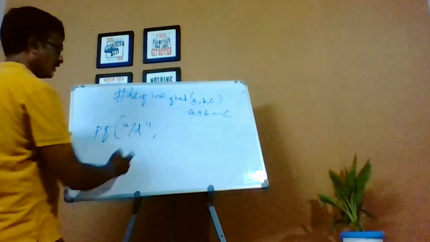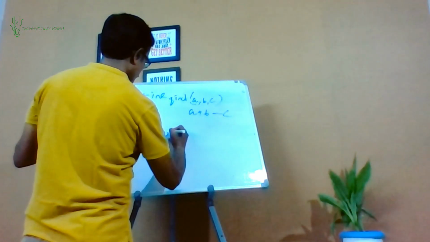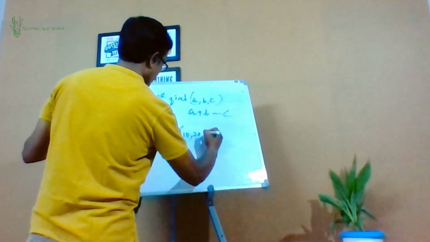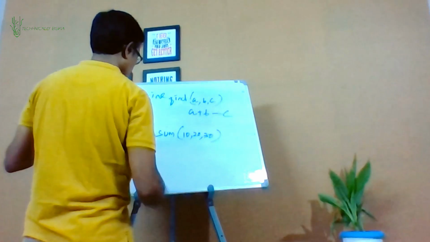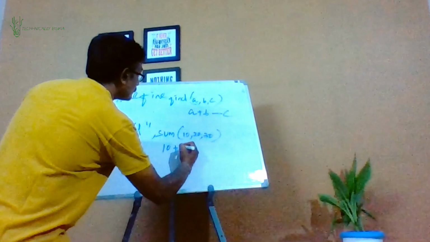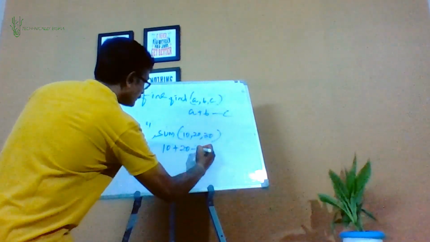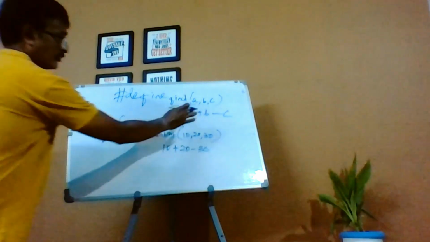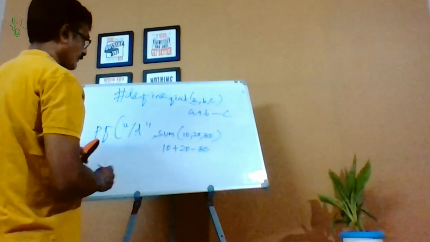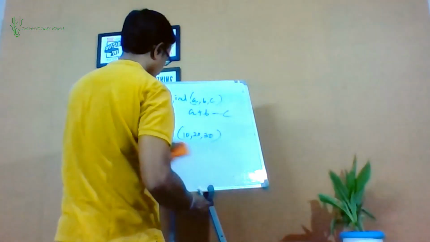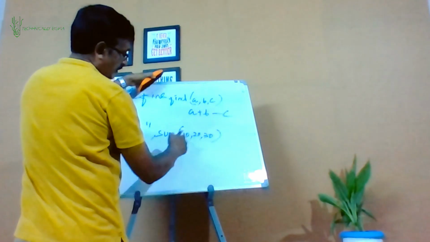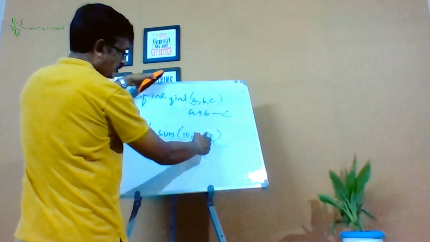Done? Now, here what I do is this. Sum of A, 20, 30. This is my statement. What is the replacement? Just imagine A plus 20 minus 30. Isn't it? According to this. Okay. Got this, I hope? Okay. Now, I'll do one thing here. Now, what was the result if I go for this? 10 plus 20 minus 30. What do you get? 0.